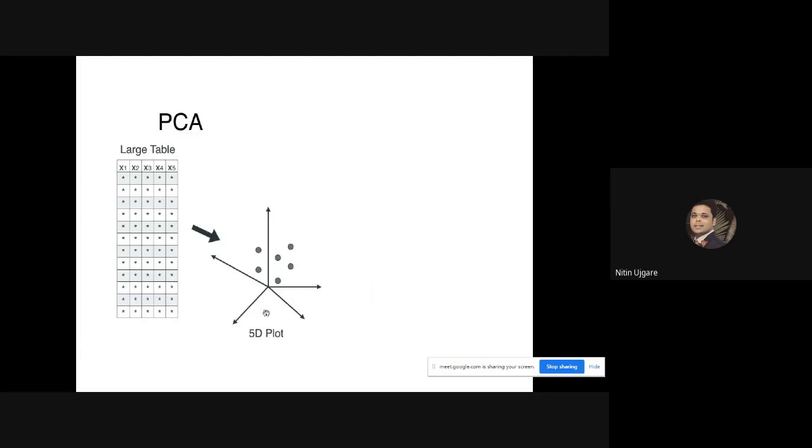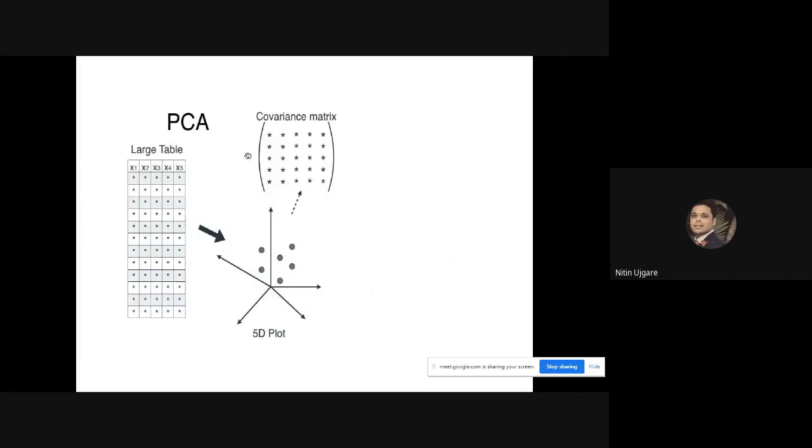So maybe this axis, this dimension represents x1, this represents x2, this represents x3, this represents x4, and this represents x5. Now, this is the corresponding covariance matrix for our data set. Because we have 5 dimensions, our covariance matrix will also be 5 by 5. Okay, 5 rows and 5 columns. Each row and each column represents one dimension. This is x1, this is x2, this is x3, this is x4, this is x5.